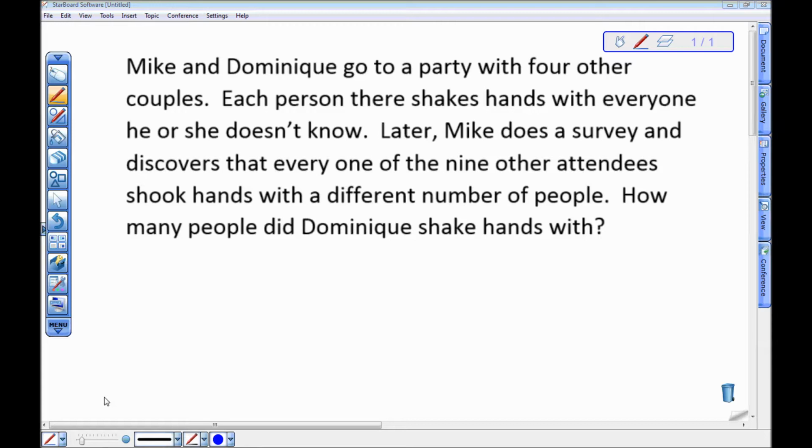So the first thing I notice is what I need to find. I need to figure out something about Dominique. How many people did Dominique shake hands with? In order to do that, I'm going to need to figure out a lot of other things, because Dominique's barely mentioned in all this information. So let's look at this other stuff and see what we can find out. First, notice that Mike and Dominique go to a party with 4 other couples. From that, I know that Mike and Dominique are a couple.